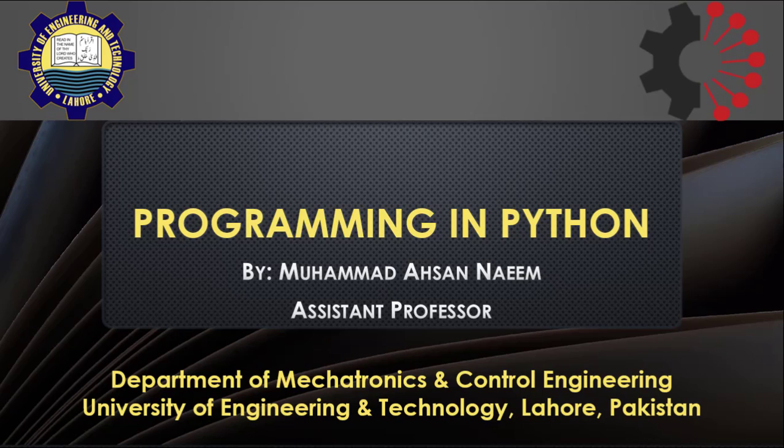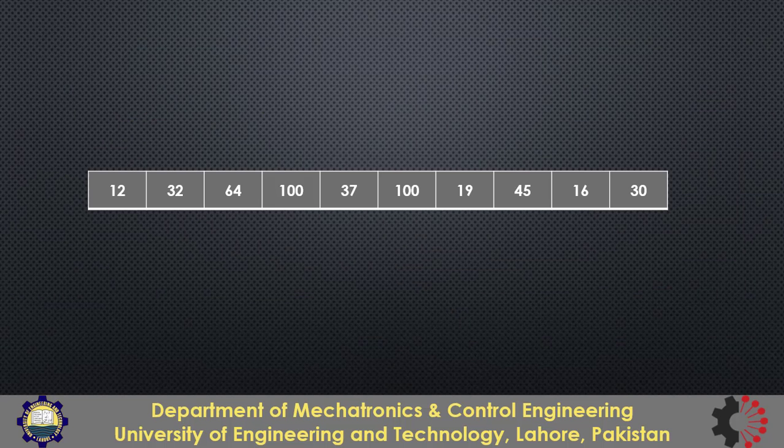Suppose we are taking 10 numbers from the user and we have to just indicate if the user entered 100 or not. We don't want to count the number of hundreds the user has entered. We just want to indicate if 100 was entered by the user or not. So as we did before, suppose these are the 10 numbers entered by the user and we have to develop the logic that it contains 100 or not.